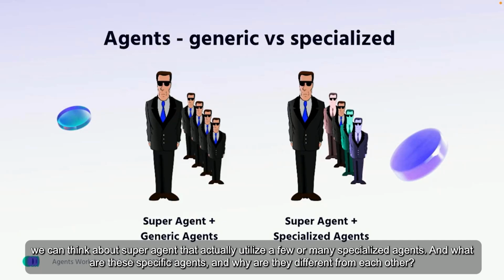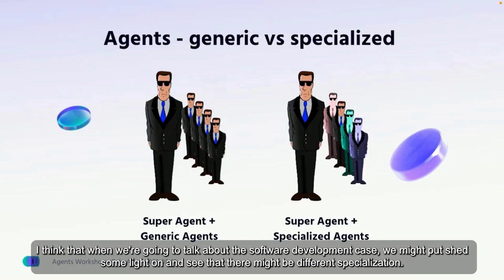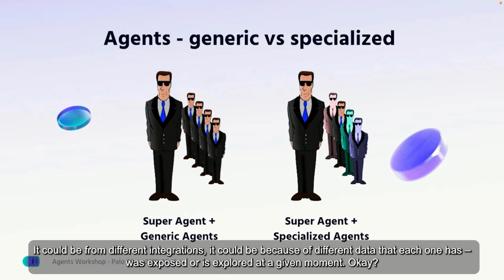And what are these specific agents and why are they different from each other? I think that when we talk about the software development case, we might shed some light on this and see that there might be different specializations. It could be from different integrations. It could be because of different data that each one has, or is exposed to, at a given moment.